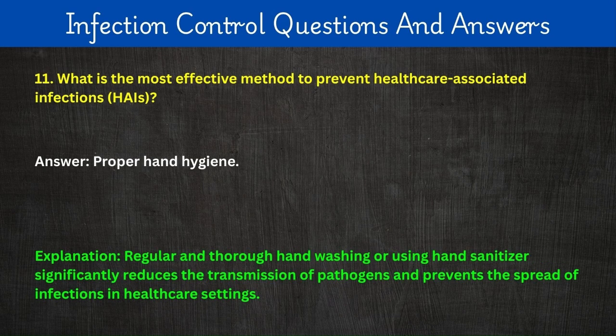11. What is the most effective method to prevent healthcare-associated infections, HAIs? Answer: proper hand hygiene. Explanation: regular and thorough hand washing or using hand sanitizer significantly reduces the transmission of pathogens and prevents the spread of infections in healthcare settings.